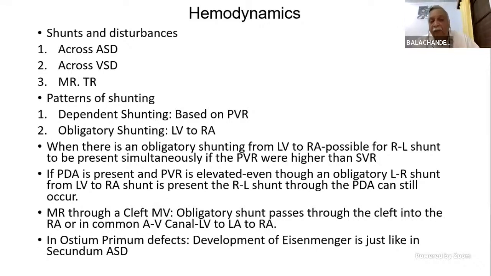So it is there even if the PVR becomes higher than SVR, because the LV pushing the blood into the RA is still present. So if a PDA is also present and the PVR is elevated, even though an obligatory shunt is present, the right to left shunt across the PDA can still occur. So the important thing about the hemodynamics of AVSD is the presence of this LV to RA shunt, which is not stressed much, but it is interesting to note. And this will also give you the classic V-wave prominence in JVP. Next slide.